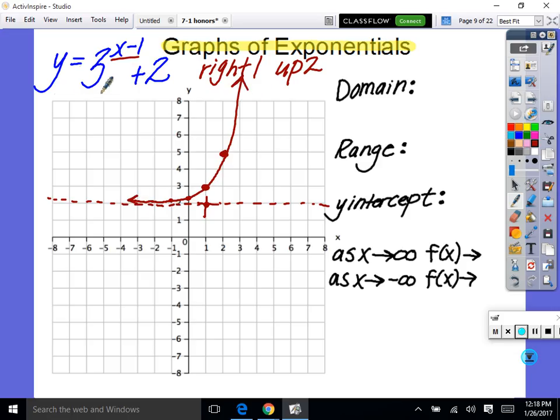It's exponential growth, right? There's our factor, which is 3, which is greater than 1. So what's my initial value? 1. Okay, so then our domain for this is all real numbers. Our range is 2 to infinity, not including 2. And our y-intercept is that, right? It's when x equals 0.